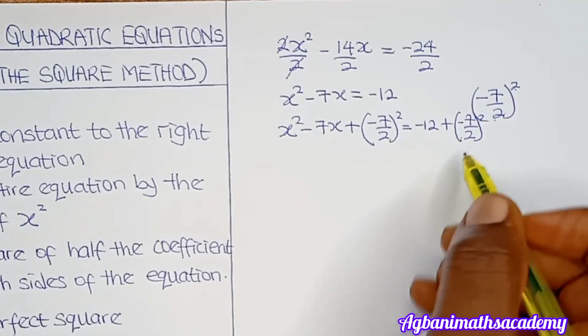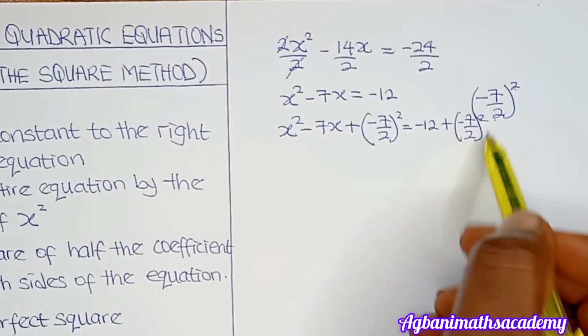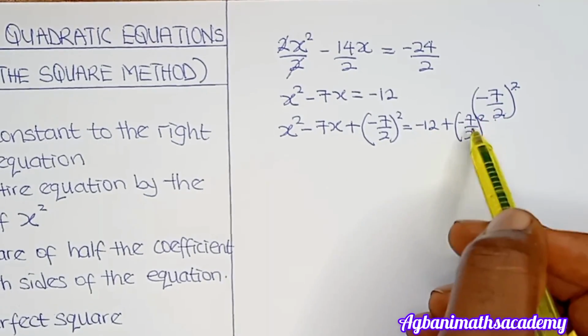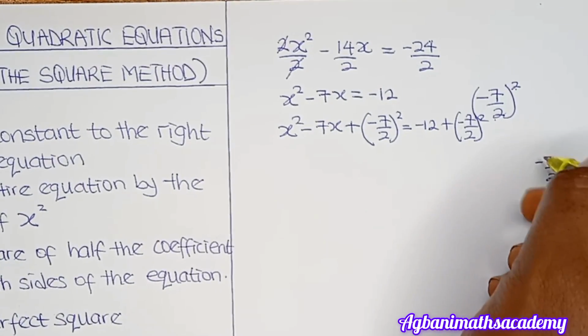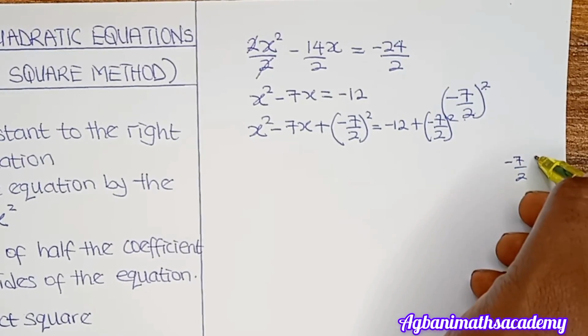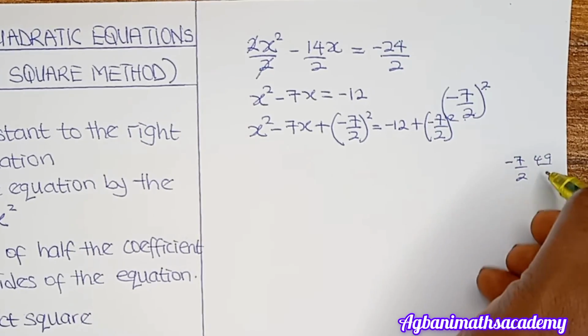What we are going to do next is expand this side: minus 7 all over 2, minus 7 all over 2 squared. So 7 squared is 49 and 2 squared is 4.